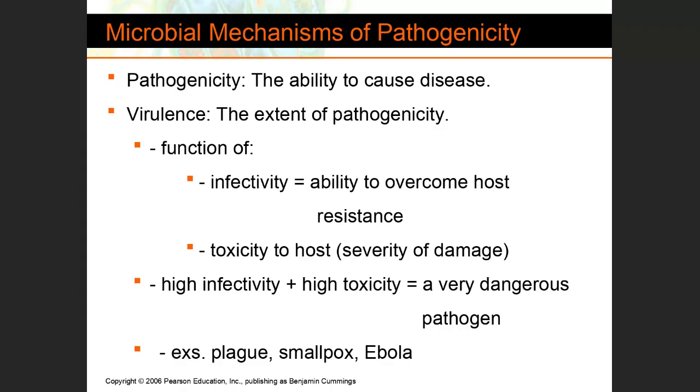Because when it comes to bacterial pathogens, they produce a variety of toxins. And it's the toxins that do the damage and cause the symptoms of a disease. A pathogen that is both highly infective and highly toxic is very dangerous, like bubonic plague, smallpox, Ebola. Although most of my discussion today is going to focus on bacterial pathogens and the toxins they produce. When it comes to viruses, they typically do damage to the cells as they're reproducing inside of those cells.